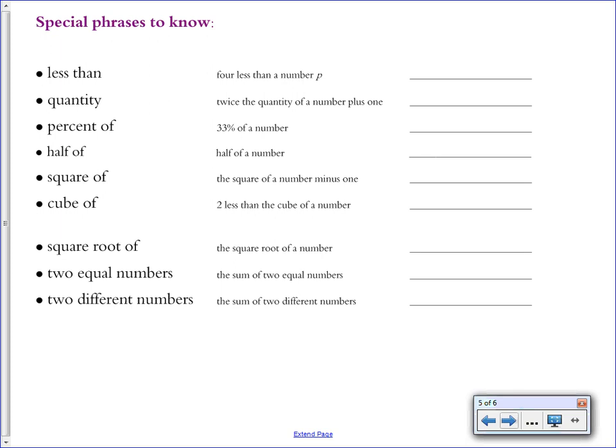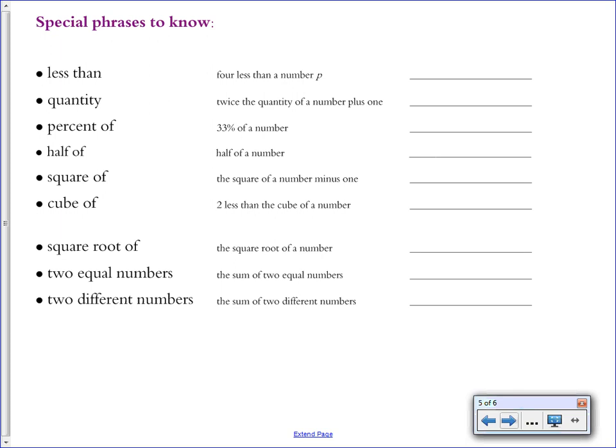Now we know it means subtraction, but if you think about the order of that phrase, it's a little bit confusing. We're talking about 4 less than p. So if p was something like 10, then 4 less than it would be 6. And if you think about the order in which we just subtracted, we did the p, which was 10, take away the 4, in order to get 6.